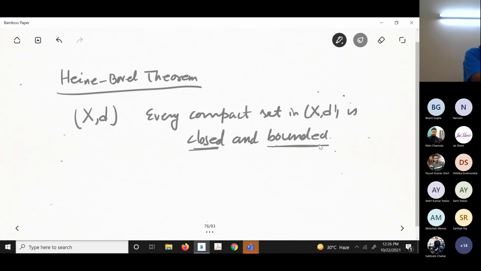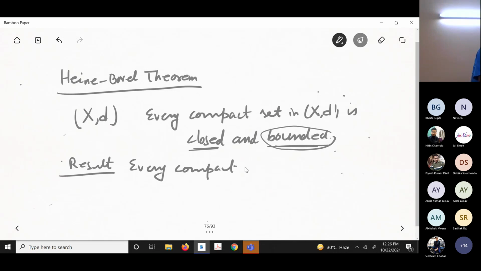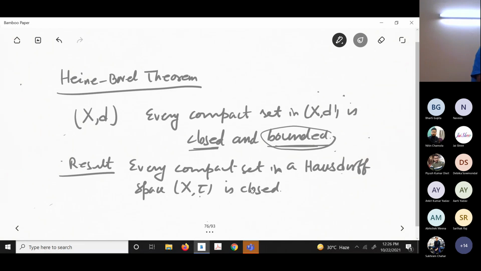So here the result in proposition 5.1, I have proved this, and this is the result. This result I'll prove: every compact set in a Hausdorff space, that is a T2 space, is closed. Hausdorff means the topology is Hausdorff. A compact subset need not be closed in general; to be guaranteed closed, the space has to be Hausdorff.